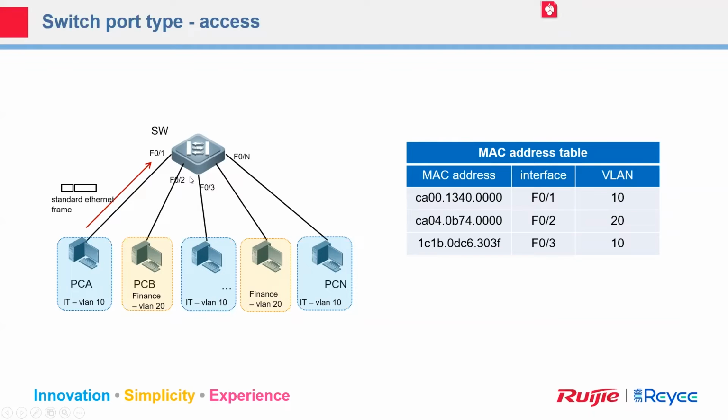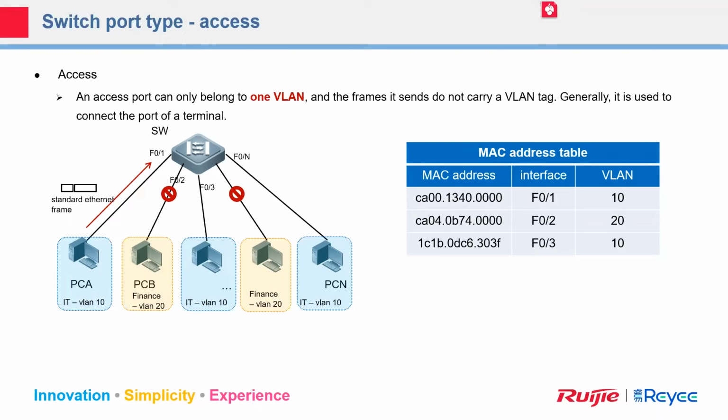So if PC A sends the packet to the switch, when the switch receives it, I will add VLAN 10. Finally, I will forward the traffic to the destination. I will check what your destination MAC address is. I also will consider that your VLAN is VLAN 10. I can only send the packets to VLAN 10, like interface 3 or maybe interface N. So the result is this packet cannot be forwarded on this interface.